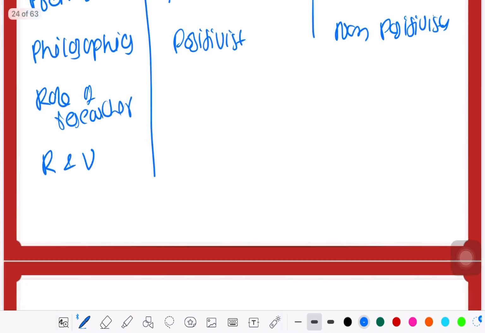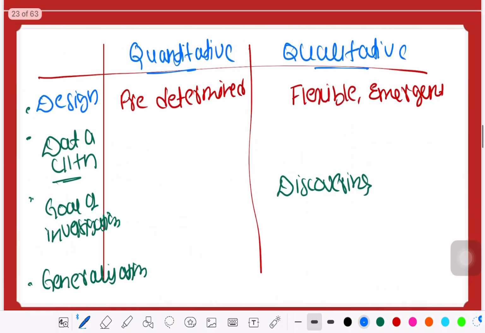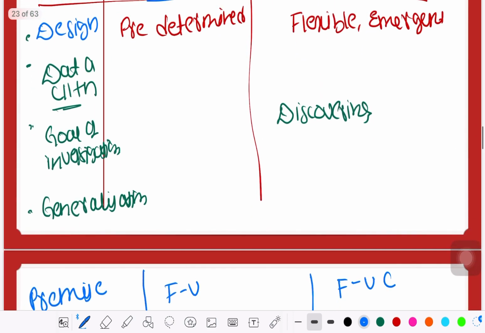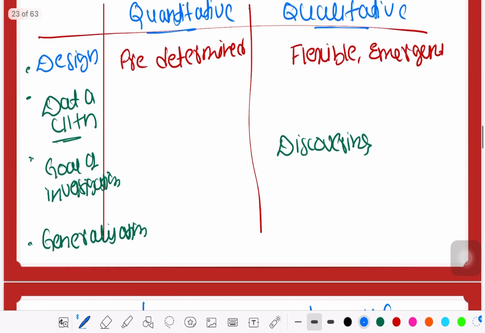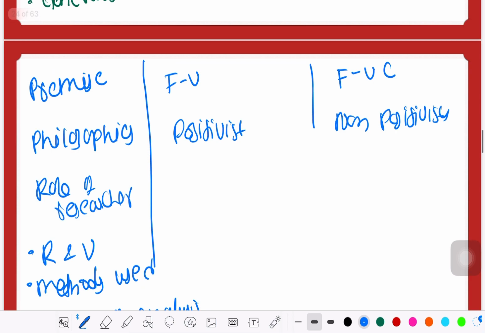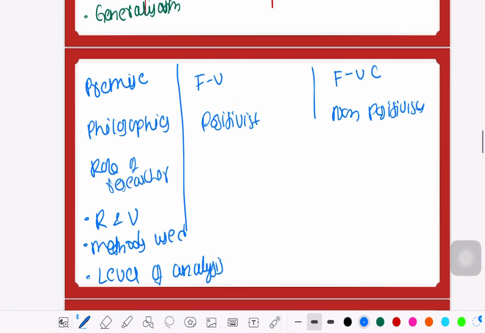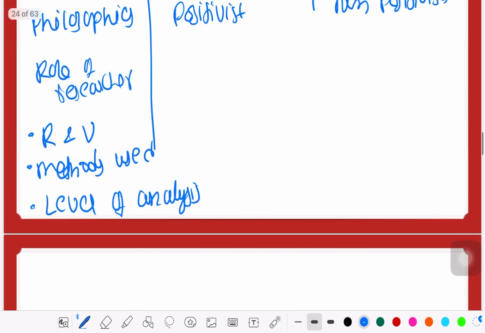Next, what are the various other methods used for data collection here in quantitative and qualitative, and towards the end, level of analysis. One focuses on the macro level, the other on the micro level. So when you have this structure, this is quantitative and this one qualitative: design, data collection, goal of investigation, generalization, premise, philosophies, role of researcher, reliability and validity, methods used, level of analysis. Based on the need of the question, you will be building your answer.